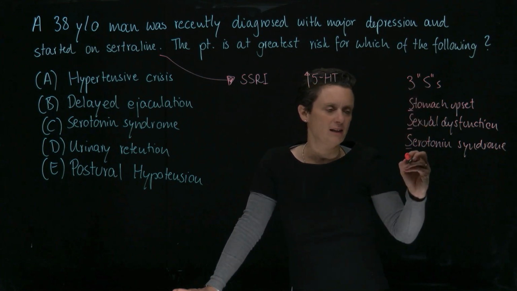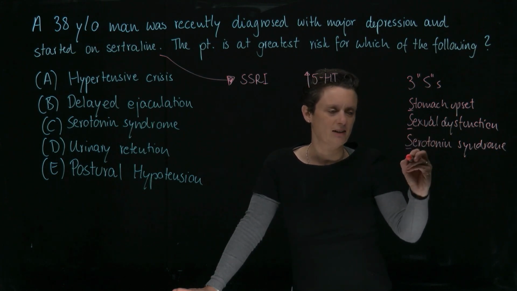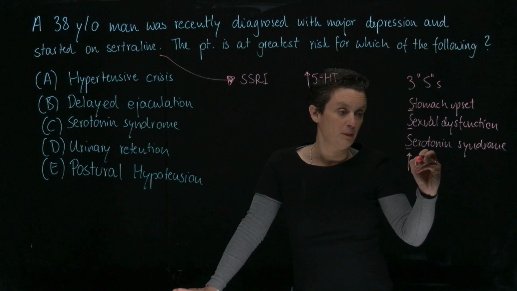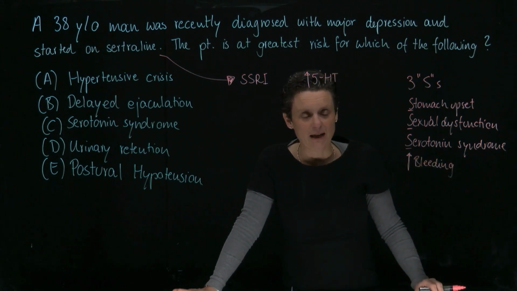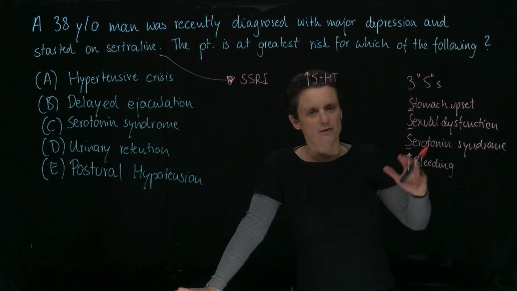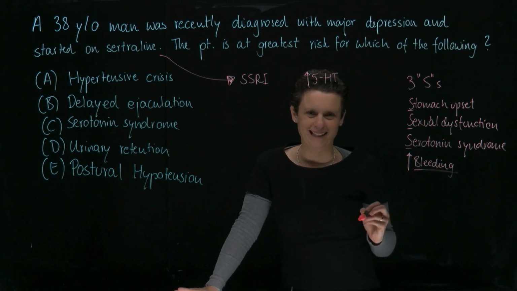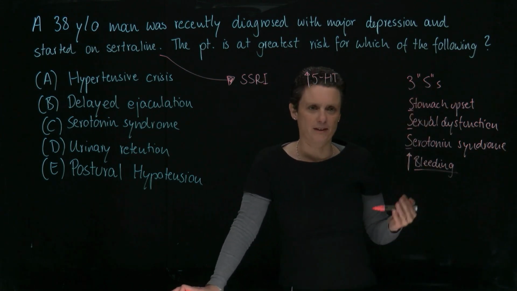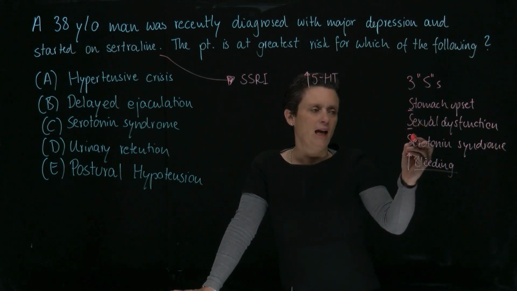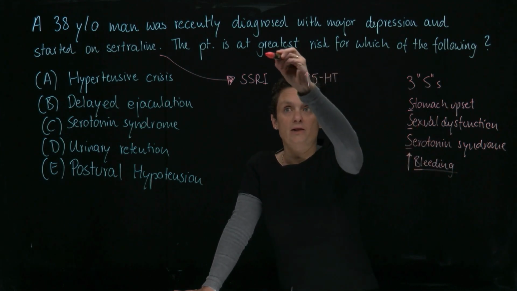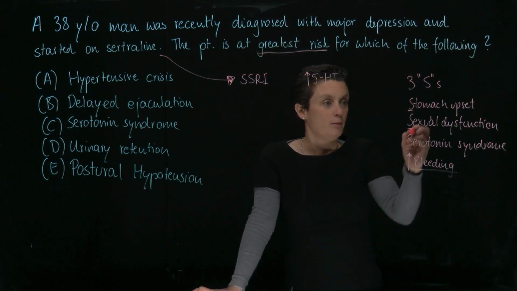So these are the 3 S's, and we should also not forget, for serotonergic drugs like SSRIs, an increased risk of bleeding, because serotonin has actually inhibitory effects on platelets. So if you have too much serotonin around, well, then you're of increased risk of bleeding. So these are a couple of adverse effects that are very important, the 3 S's, and then an increased risk of bleeding.